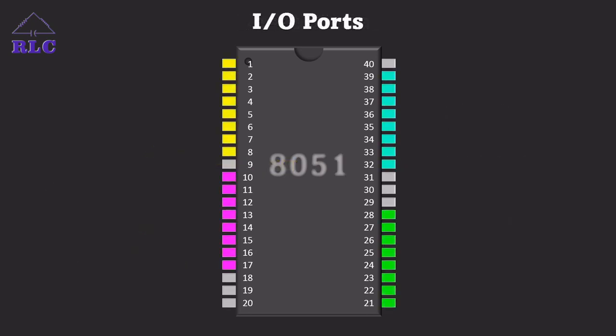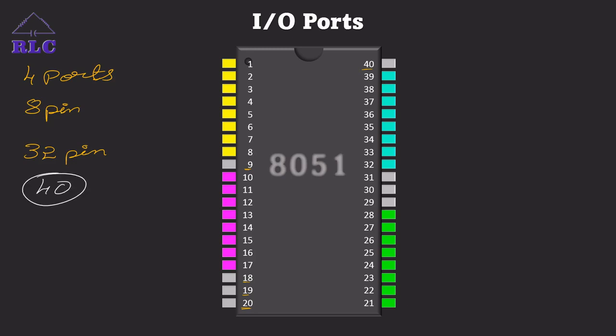Next, we'll see how to identify the IO ports. Until now we have gone through VCC at pin 40, ground at 20, XTAL2 at 18, XTAL1 at 19, then the reset pin at 9. The IO ports are going to take most of the pins in the 8051. As we studied in the block diagram, we have 4 ports, each with 8 pins. So we have 32 pins out of 40 pins.